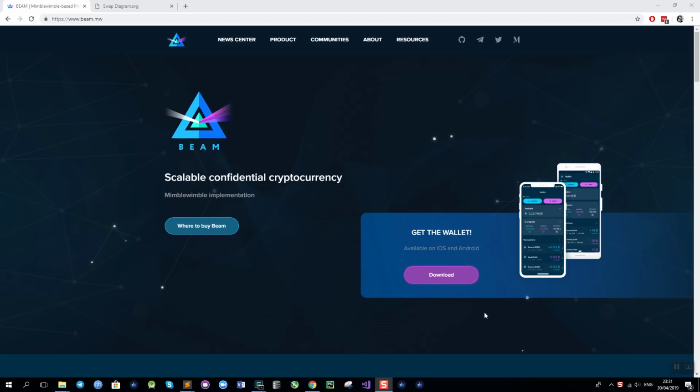Now, the first version will only be supported in the Beam command line wallet, and it will require a full Bitcoin node for both participants to work. So let's get started with the demo.